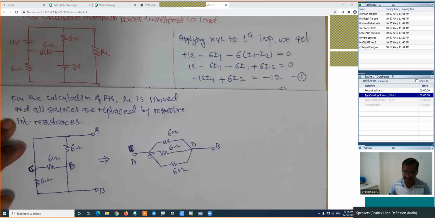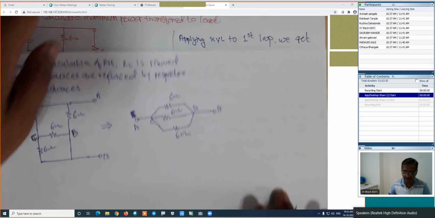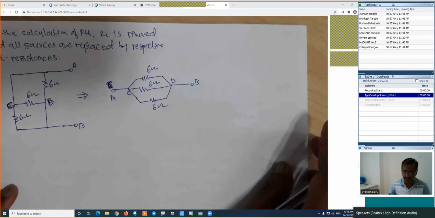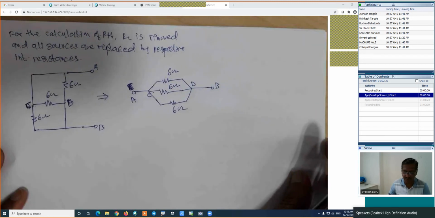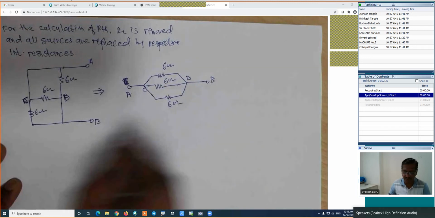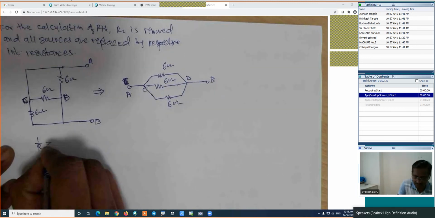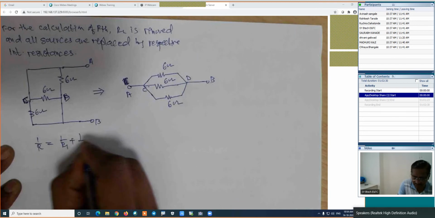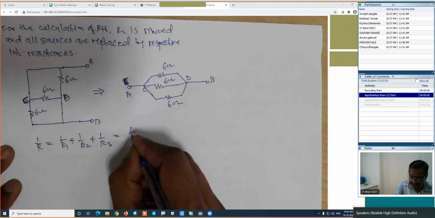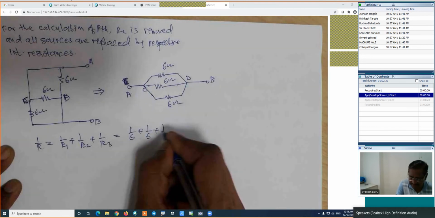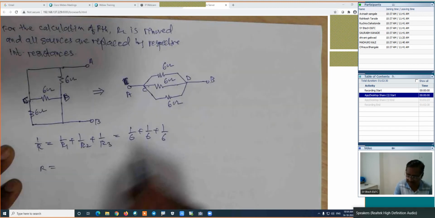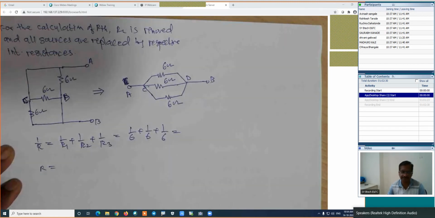So here in this case, if we know these values, then we are in a position to find out the value of RTH. Is it right? How will be the calculation? I will use the formula 1 upon R is equal to 1 upon R1 plus 1 upon R2 plus 1 upon R3, which is equal to 1 upon 6 plus 1 upon 6 plus 1 upon 6. This value, make it reciprocal and then find out its R. First find out 1 upon R, this value. How much is this value?